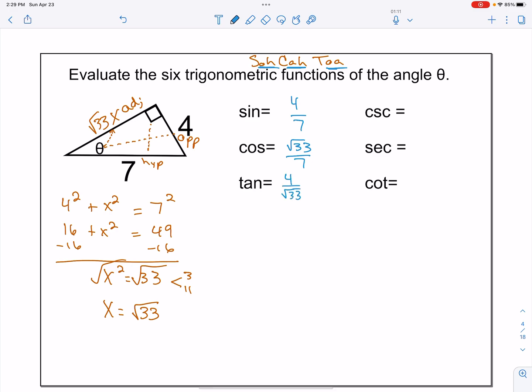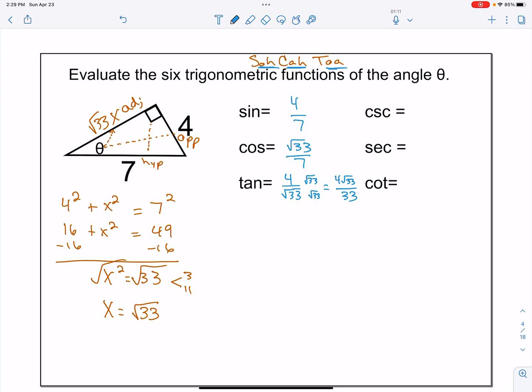Now, if you remember back from Unit 2, we cannot have a root on the bottom of the fraction. It is a very, very bad thing. So we need to do what's called rationalizing the denominator to get that root off of the bottom. So we're going to multiply the top and the bottom by root 33. So here on top we have 4 root 33. On the bottom, root 33 times root 33 is just 33.